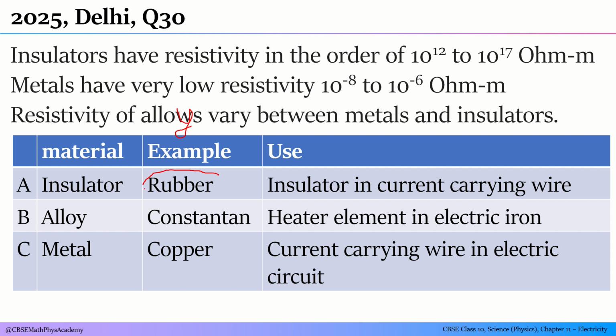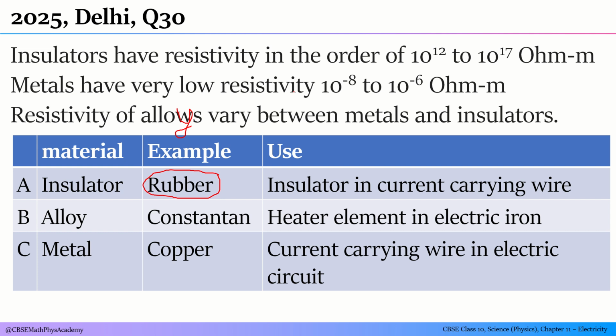Rubber you can give as an example. Use of an insulator: used in current carrying wire. You have wires, inside you have copper wire and outside it is protected with the insulation sheet. So insulators can be used there.